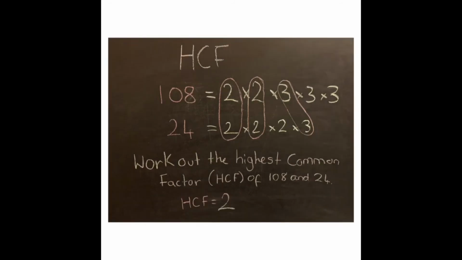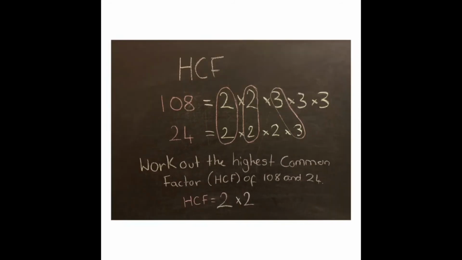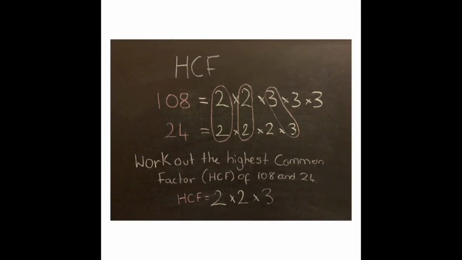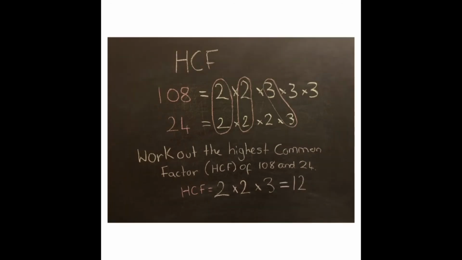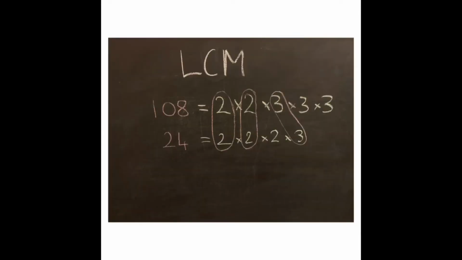So let's write this out. So the highest common factor is then equal to 2, so we count that as 1. So there's a 2, and another 2, and a 3. So we count the circle, what we have rounded up, as 1 number. And now we do 2 times 2 times 3, which is equal to 12. So that's our answer. Now let's work out the lowest common multiple.